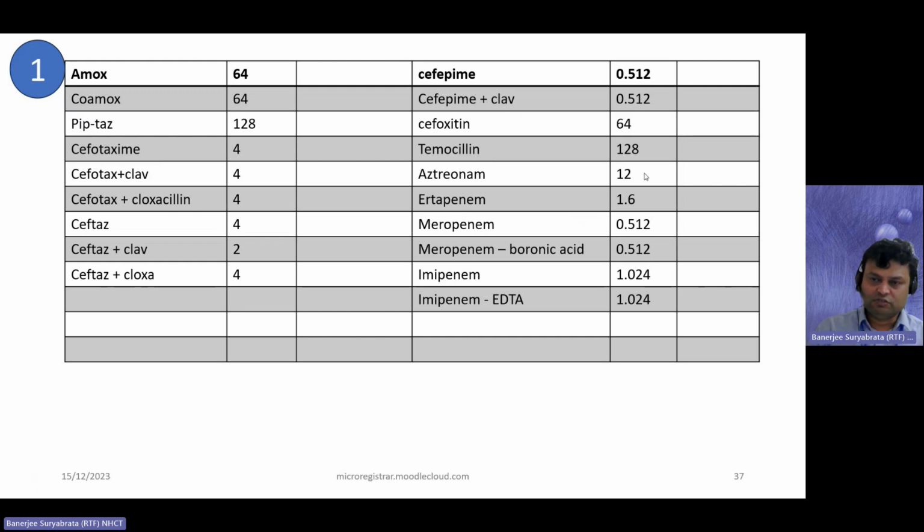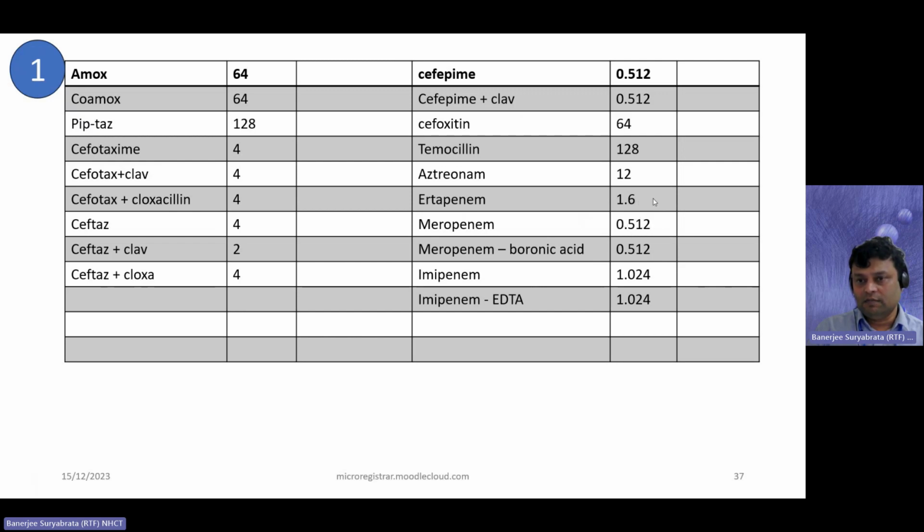Aztreonam 12, we really do not know. Is it class A then? No, meropenem boronic acid, there is no synergy. So ABC boronic acid for class A, there is no synergy, so it is not class A. And there is no synergy with EDTA, so it is not class B. But ertapenem is higher than meropenem, so it could be a porin loss.